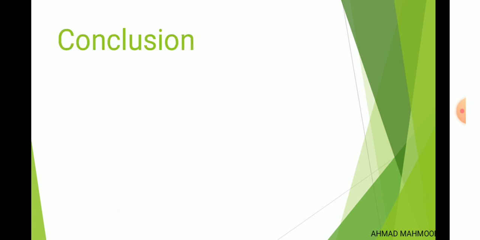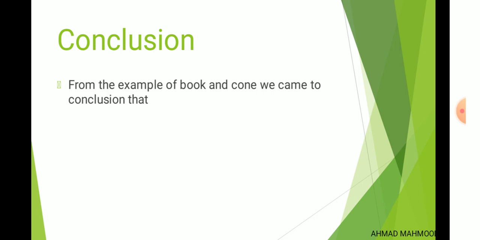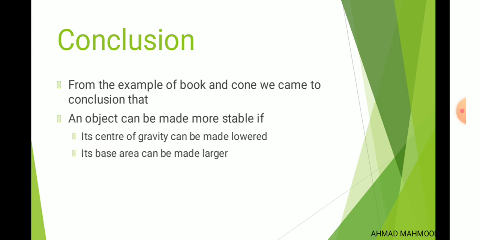So we made some conclusions from these previous slides, from the example of the book and from the example of the cone, that an object can be made more stable if its center of gravity is lowered. For example, in the case of the book, when on its broader face, its center of gravity was much lower, so it is much more stable in that state. And if its base area is made larger, for example, in the case of the cone, when the base area was made larger, it became more stable.